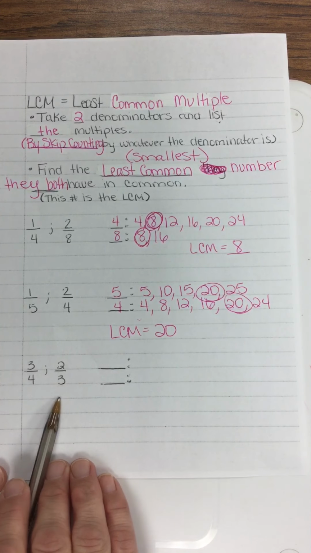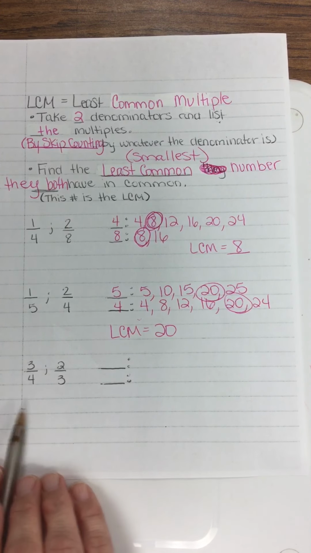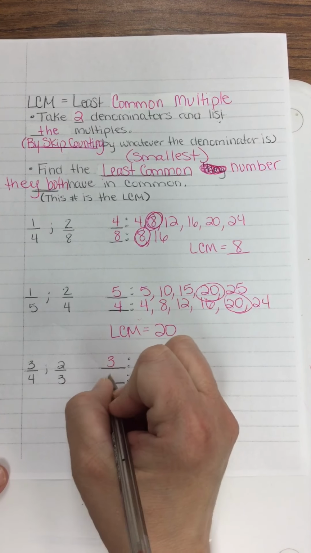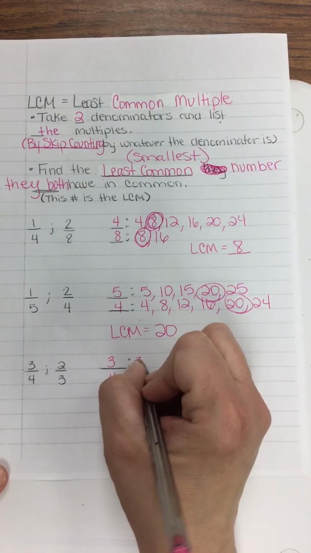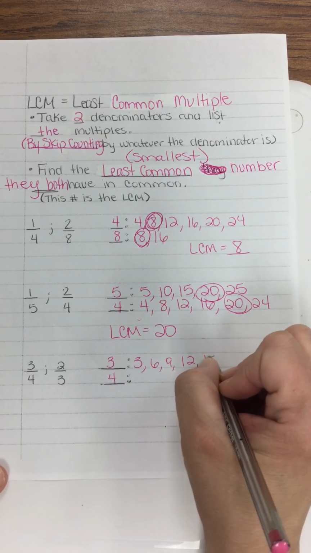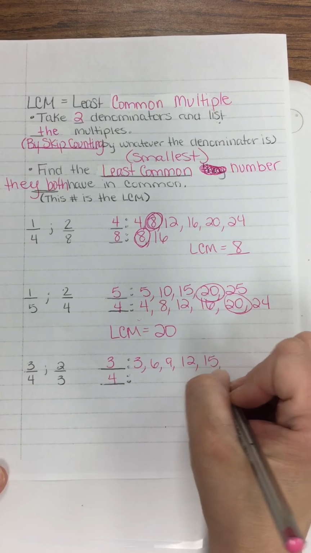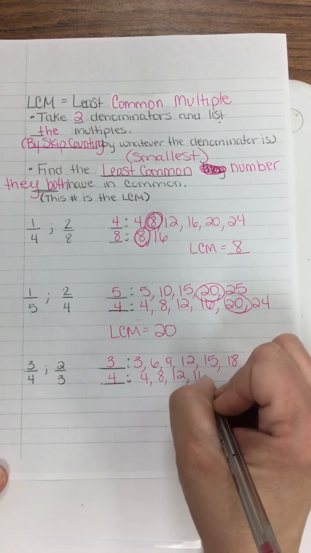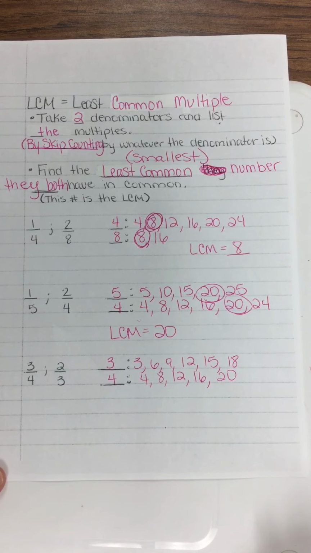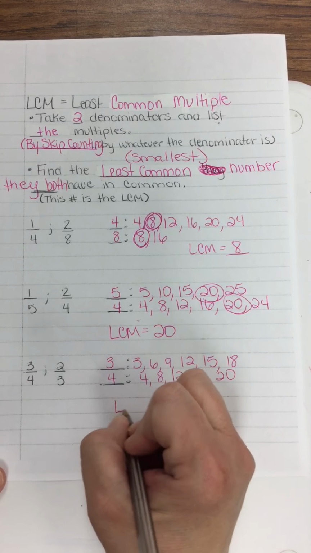Okay, 2/3 and 3/4. So the two denominators are 4 and 3. So we're going to skip count. 3, 6, 9, 12, 15, 18. 4, 8, 12, 16, 20. The least common multiple is going to be what?